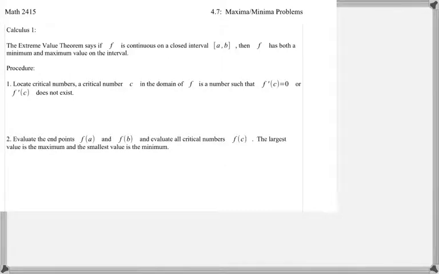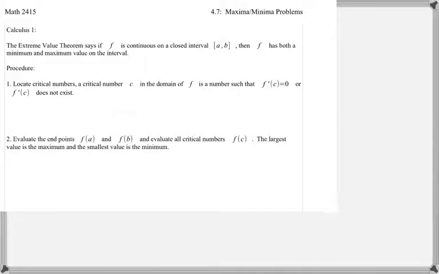Alright, in this video we're going to be looking at maximum and minimum problems. We're going to first look at something from Calculus 1 called the extreme value theorem. That says that if f is continuous on a closed interval [a, b], then f has both a minimum and a maximum value on the interval.